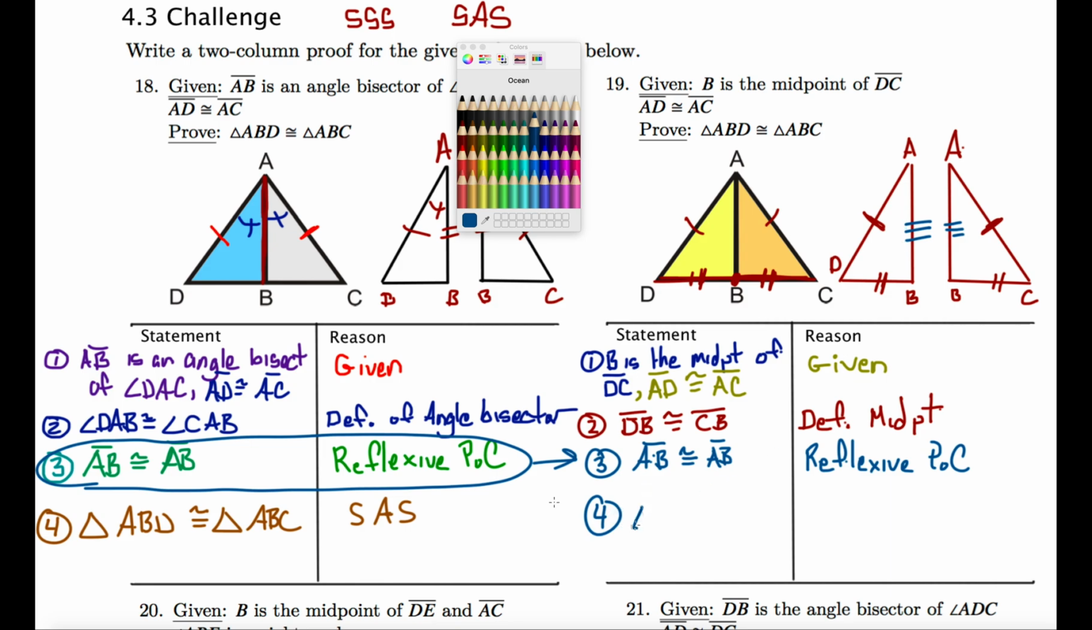What color should we go with? Maroon? Triangle. Kind of looks like cayenne. Plum.